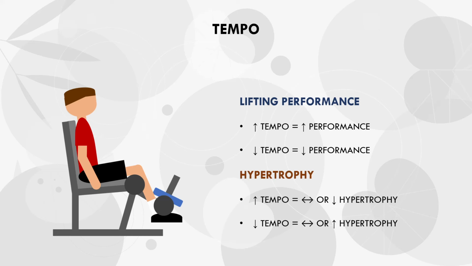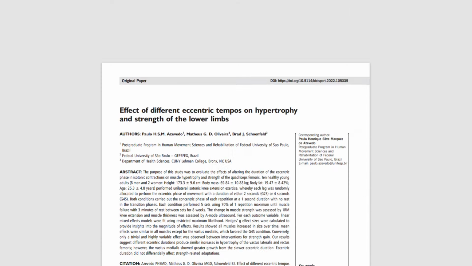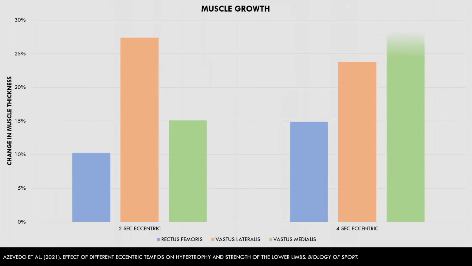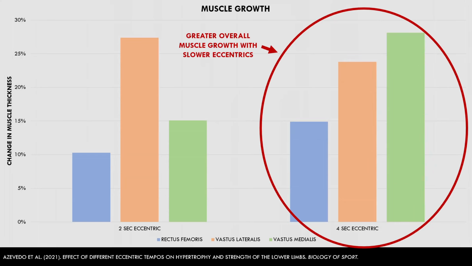This can be seen in this study, which compared different eccentric tempos on the leg extension on quadriceps hypertrophy. Trainees performed the same leg extension training protocol, with one group using a faster 2-second eccentric tempo and the other group using a slower 4-second eccentric. It was found that quad hypertrophy was similar between groups, with a slight benefit favoring the slower tempo.